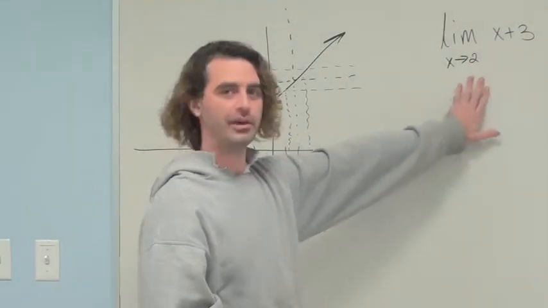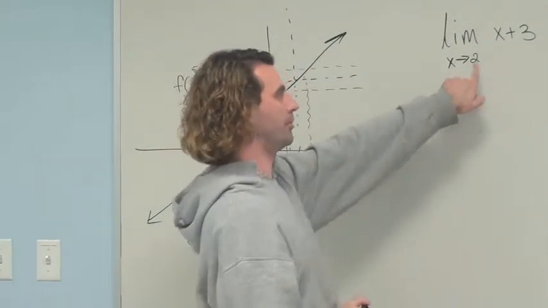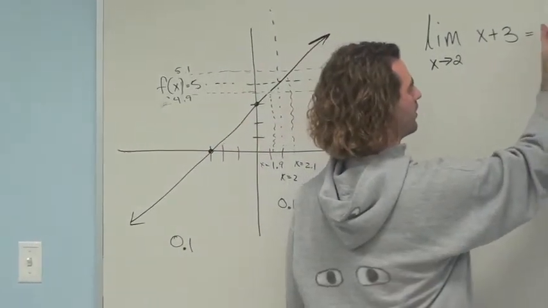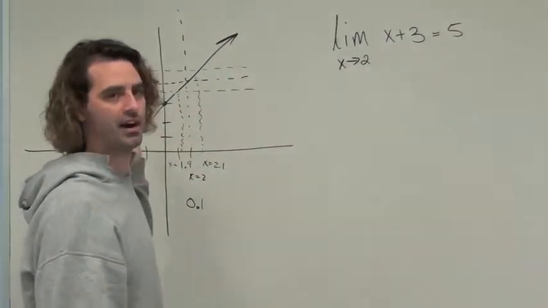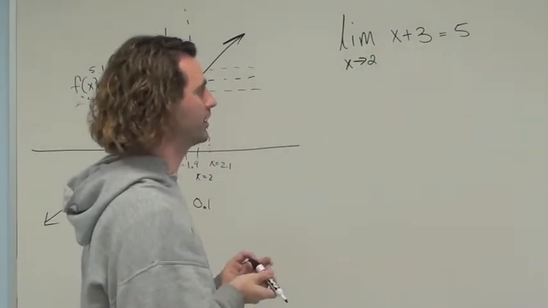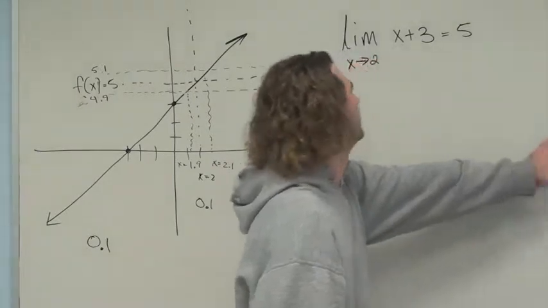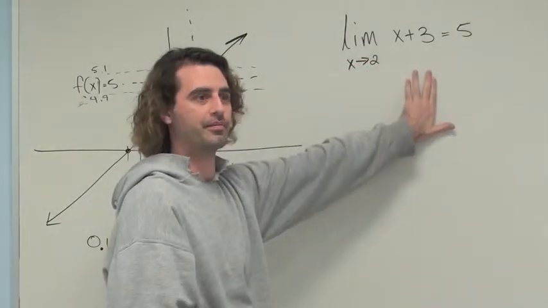So we could evaluate this limit simply by plugging in the 2 for the x. And that's going to give us 5, which is exactly what we got graphically, what we'd expect. So now we want to use this definition to prove that this is true.